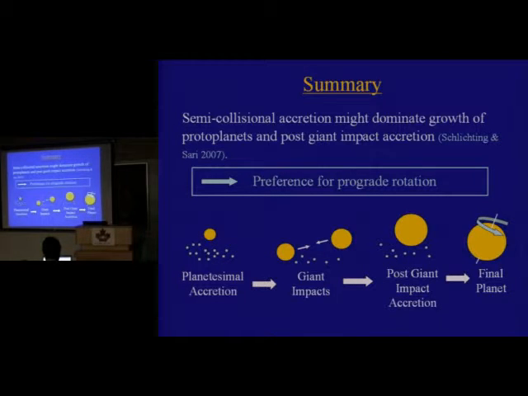So to summarize, the growth of planets might be dominated by the semi-collisional accretion, and it leaves a signature in preference for prograde rotation and obliquities that are smaller than you'd expect from random collisions. And obviously we would like to compare it with what we know from our own solar system.